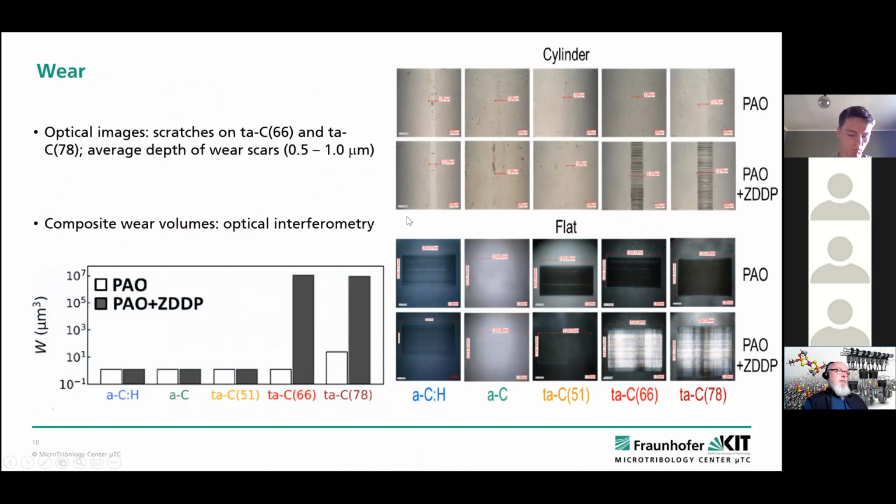What was more remarkable was the differences in wear. So if you look with an optical image at the cylinder and the flat, in the PAO case there is almost no wear, just a little bit of smoothing during running in. But if you focus on the CDTP lubricated case, it's clear that the 2 hardest coatings, the 66 and the 78 TAC, showed severe wear. We calculated the wear volume from optical interferometry, and you see the wear is orders of magnitude higher if you lubricate hard TACs with CDTP additives.